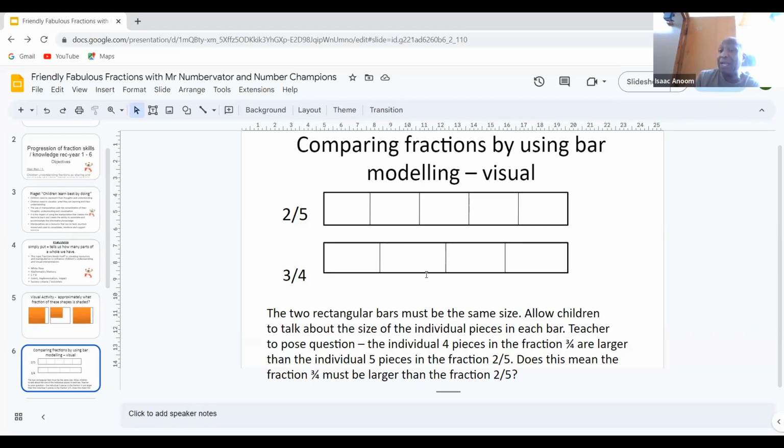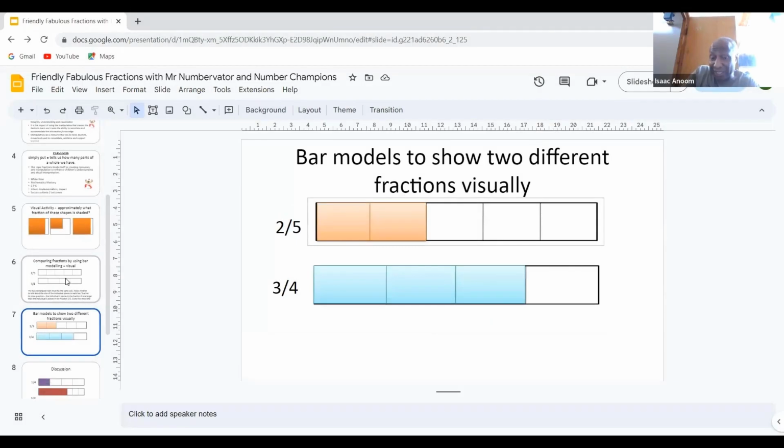And I spend a lot of time just talking to children. Okay, the 3/4 have got bigger slices, but does that mean I'm getting more of the pizza or less of the pizza? And then they start to understand, you know, so this is the visual representation. 2/5, 3/4. There's a lot more light blue than there is orange, bearing in mind these rectangles are exactly the same size. So 3/4 is bigger than 2/5. Why? Because more of the whole has been taken up.